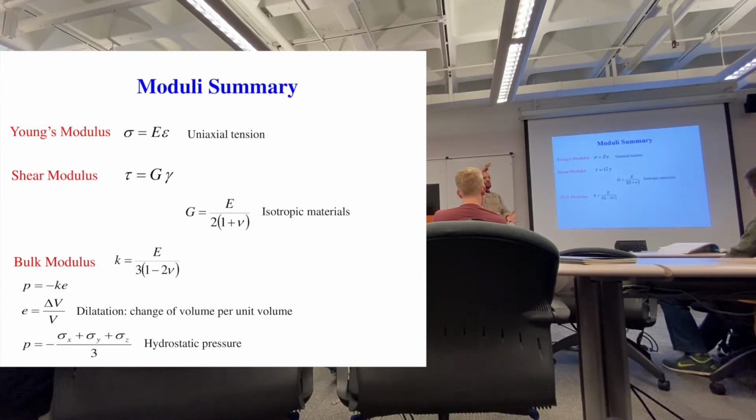This relates to the change in volume, where P equals negative K times epsilon, and epsilon is the change in volume, delta V over V. P is the average atmospheric pressure. So epsilon is the dilatation, the change in volume per unit volume, and P is the atmospheric pressure. I didn't see a lot of problems with this part, but I saw some things related to it.